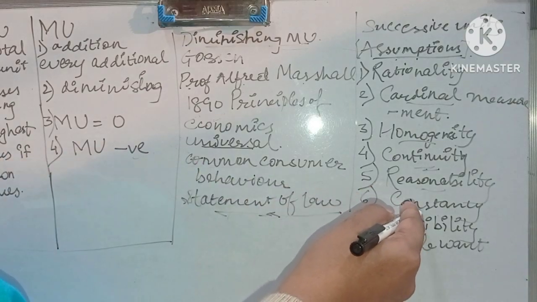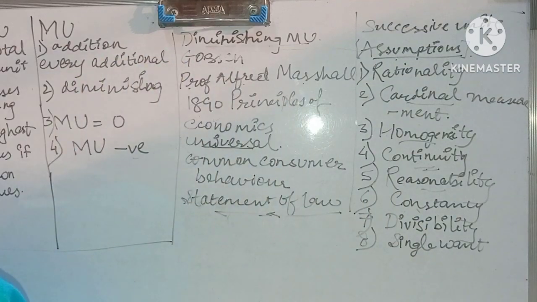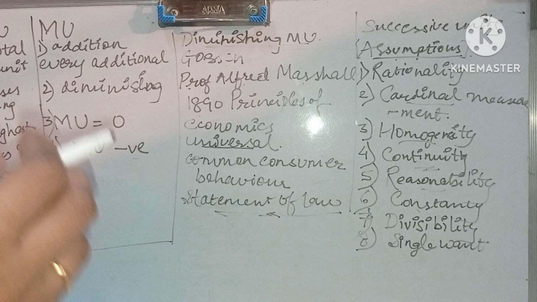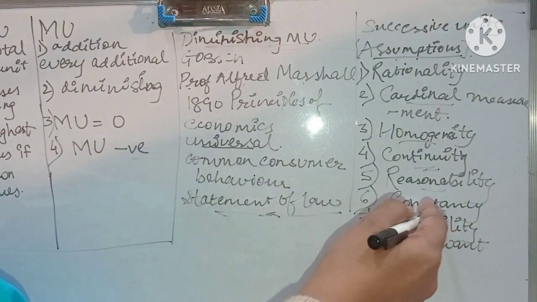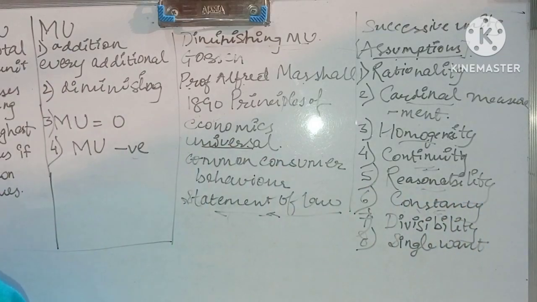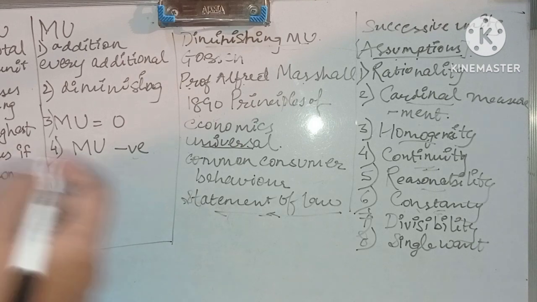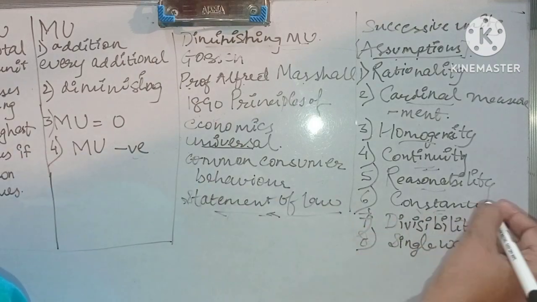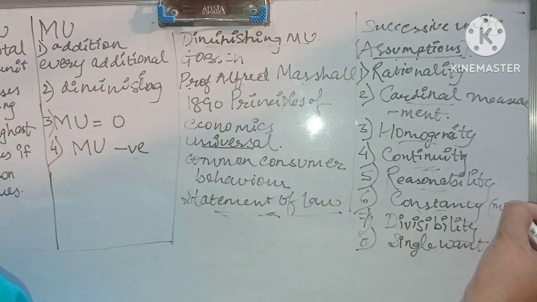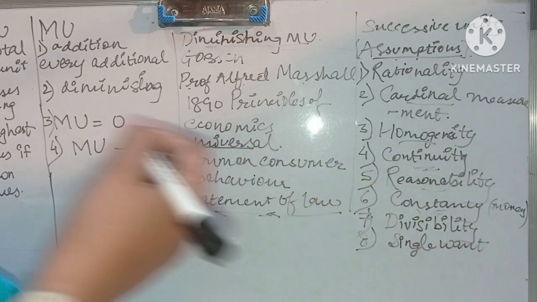Constancy, constant. That is, every consumer has constant income, habit, choice, likes, dislikes. But in reality, it's not possible. Constancy: marginal utility of money is assumed to be constant. Only the marginal utility of money is assumed to be constant. Otherwise, everyone has their own likes and dislikes.